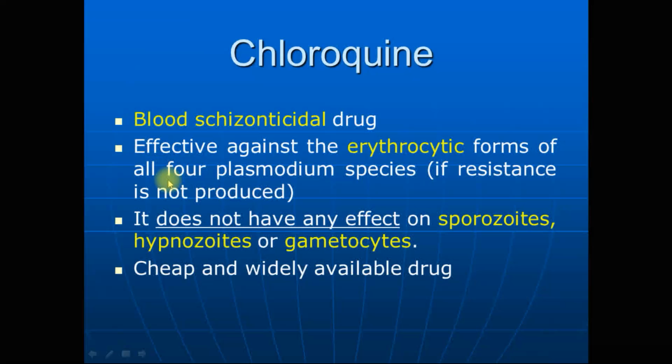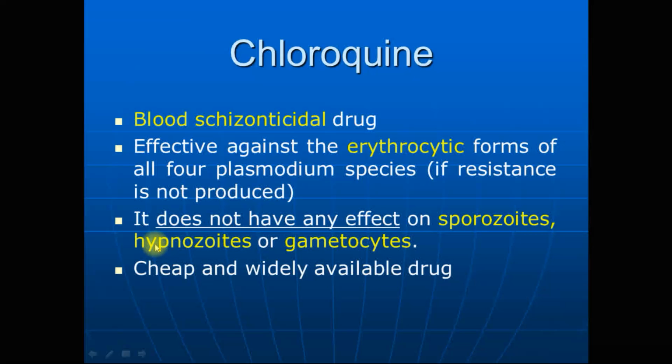not four, here you need to make a correction, all 5 Plasmodium species, but the erythrocytic form of these Plasmodium species, definitely if sensitivity is there and resistance has not emerged. Yes, it does not have any effect on sporozoites. That's why true prevention is not possible. This is for all types of antimalarial drugs.